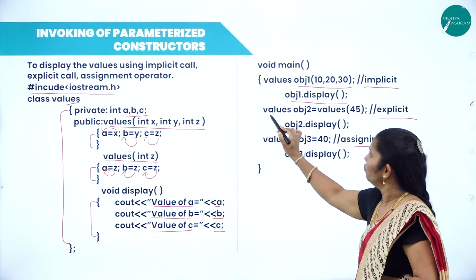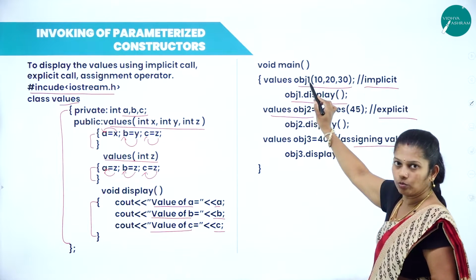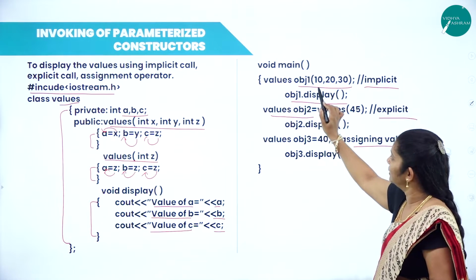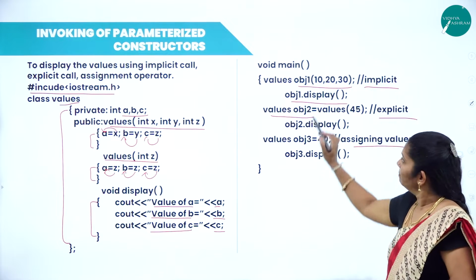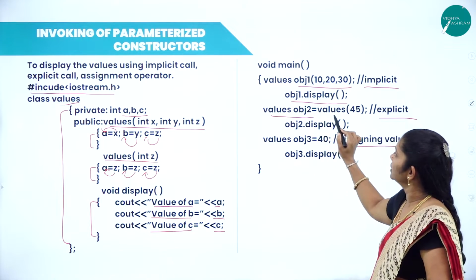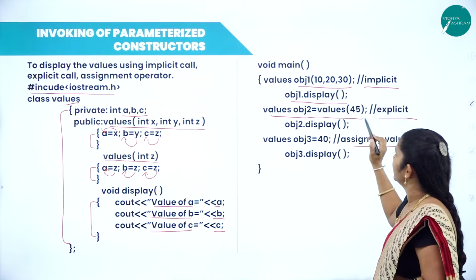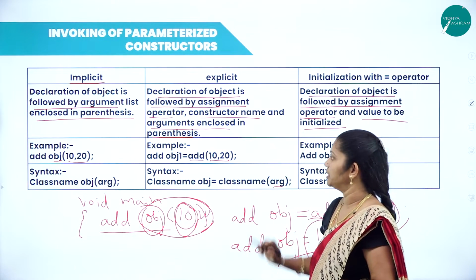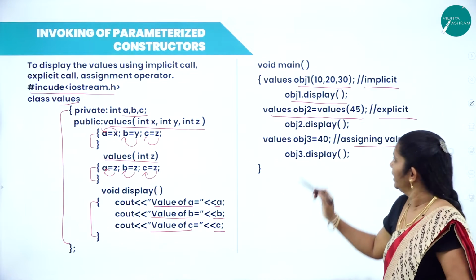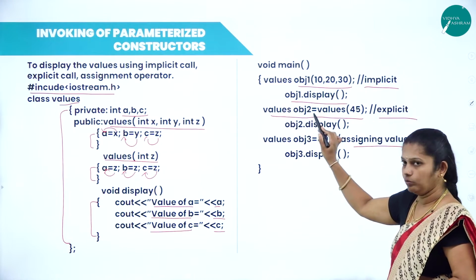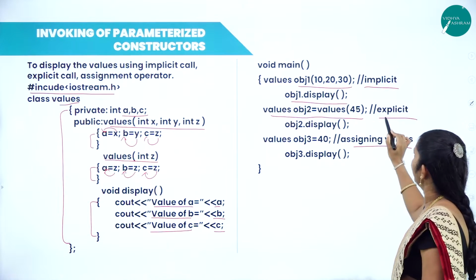The next one, Values object2, we are taking. Here I created one object, and earlier it was an implicit call because immediately after the object we had the argument list. But here, after the object, then equals, once again the class name, then the argument we are writing. If you observe here, this can be called an explicit call. In an explicit call, it is object equals class name, then argument list. It means Values is the class name, object equals Values, then inside the bracket we have written 45. That is an explicit call.